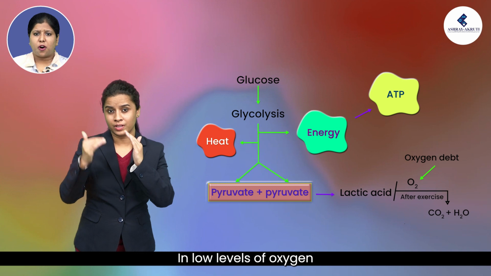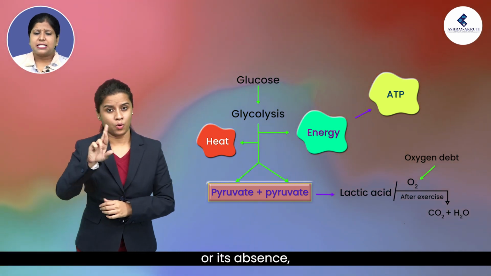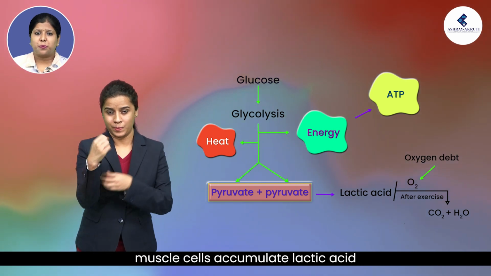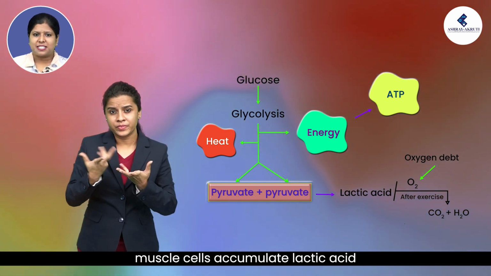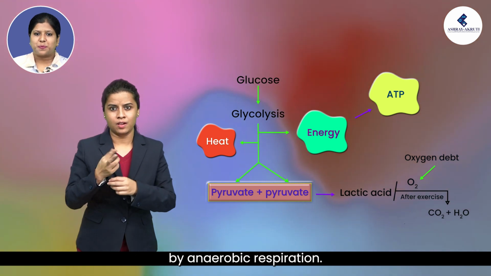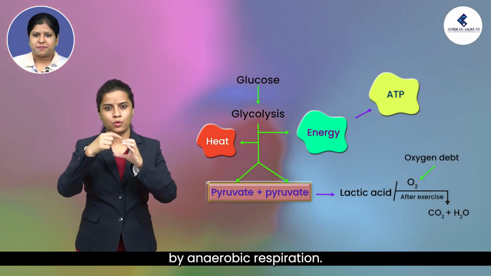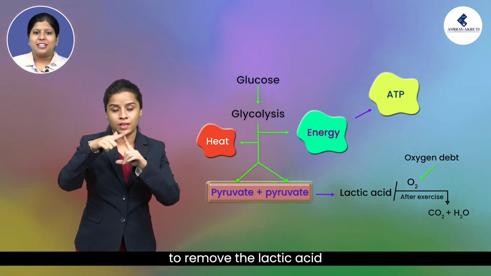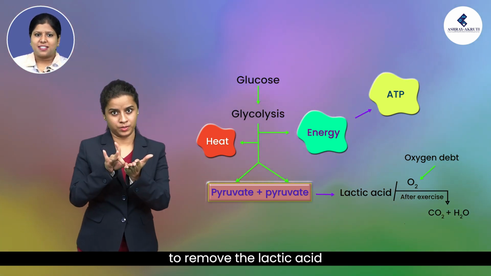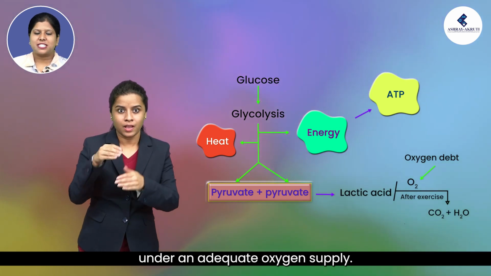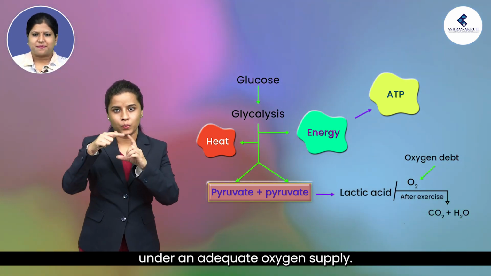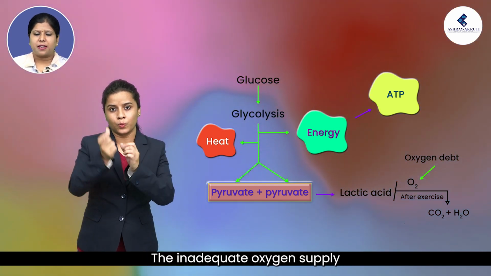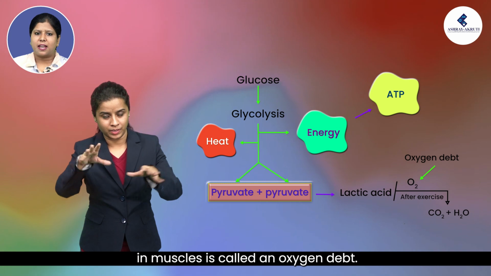In low levels of oxygen or its absence, muscle cells accumulate lactic acid by anaerobic respiration. The athlete is able to remove the lactic acid under an adequate oxygen supply. The inadequate oxygen supply in muscles is called an oxygen debt.